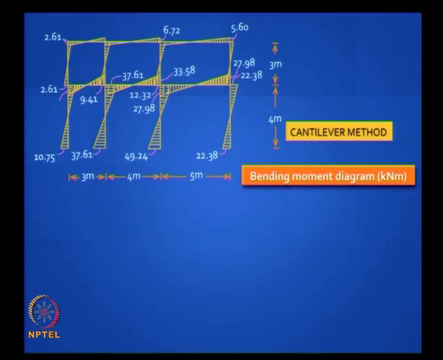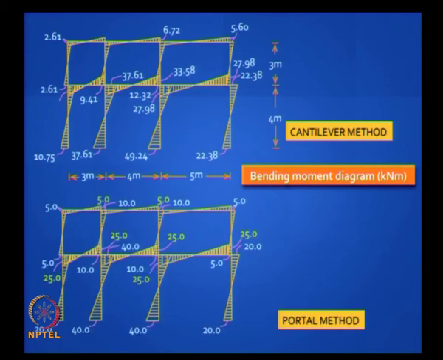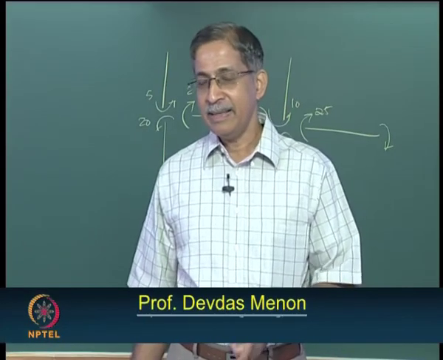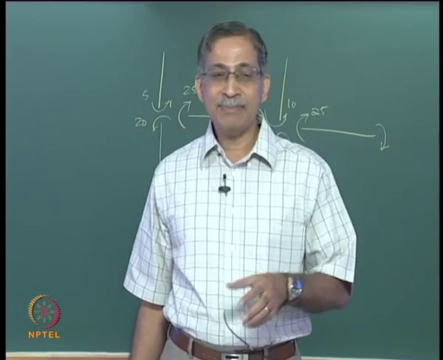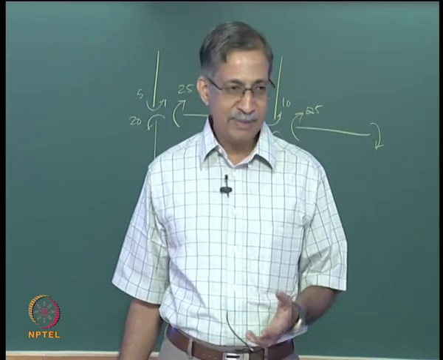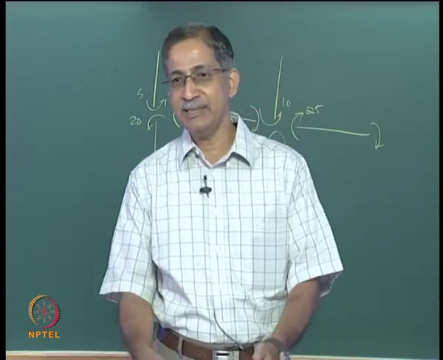If you compare these answers with the portal method, you will find that there are a lot of variations. Which is more correct? We don't know. With your great experience you may say that the portal method is more accurate, but we don't know. So we will do this by matrix methods and see which is more accurate. There have been improvements on these methods; there is a method called the factor method which tries to include the effect of relative stiffness of beam and column, but it takes away the beauty and simplicity of these methods.